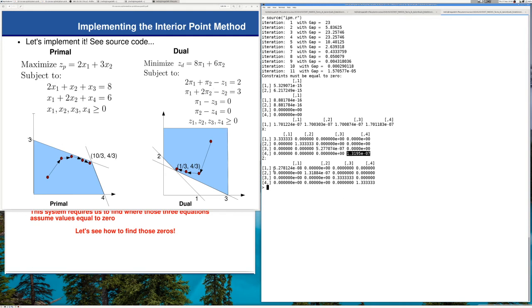Dual problem: Z1 very close to 0. That's great, because that's a slack variable, just showing us that we are getting close to the vertex. Z2 also close to 0. Perfect. Z3 is going to be 1/3, as you might notice, 0.333. And Z4 is going to be 1.33, that's 4/3. We found the solution. Great.